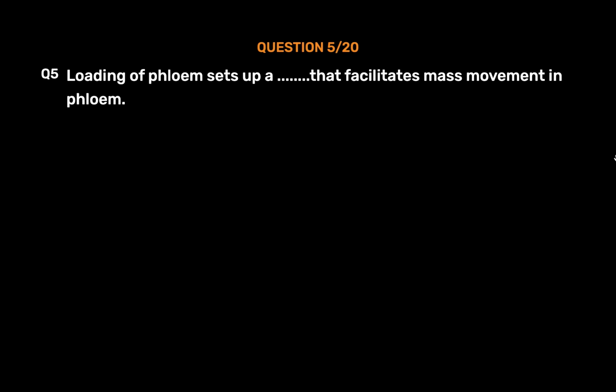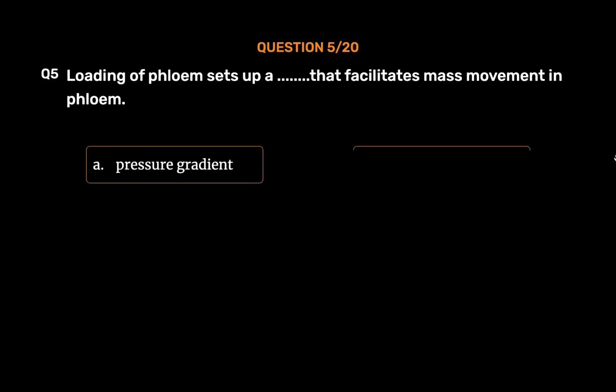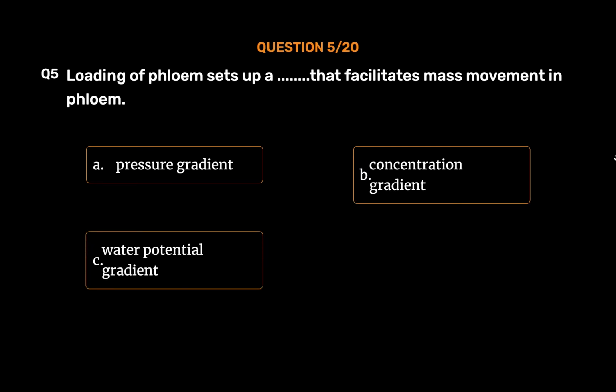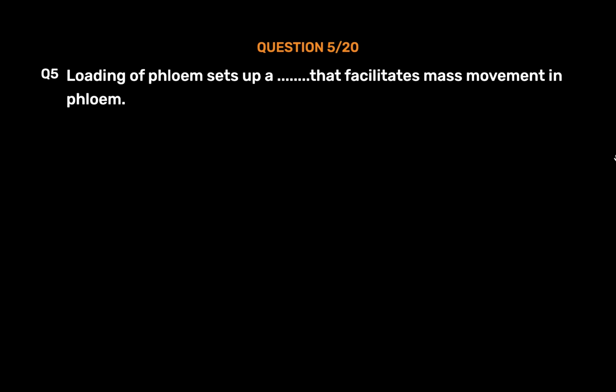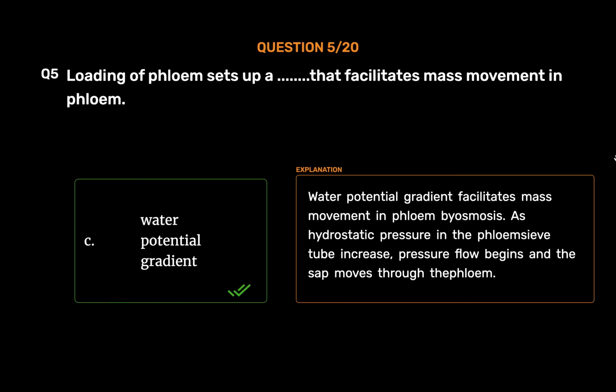Question number 5. Loading of phloem sets up a blank that facilitates mass movement in phloem. Option A, pressure gradient. Option B, concentration gradient. Option C, water potential gradient. Option D, none of the above. The correct answer is Option C, water potential gradient. Water potential gradient facilitates mass movement in phloem by osmosis. As hydrostatic pressure in the phloem sieve tube increases, pressure flow begins and the sap moves through the phloem.